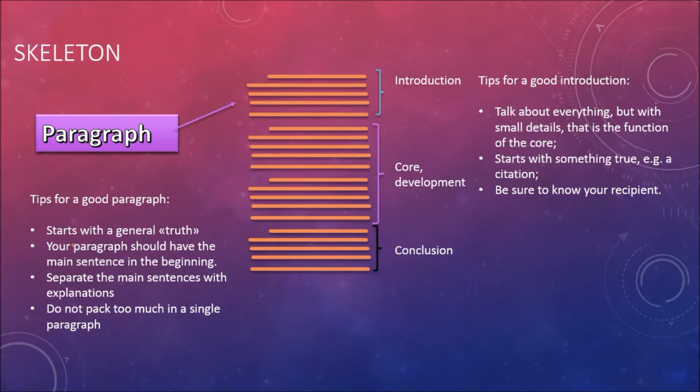One is that you start with a general sentence, such as: obesity is a very big problem all over the world. Then you go and explain why that's a big problem. So that would be a good paragraph. So your paragraph should have the main sentence at the beginning. That's not necessarily what must be done, but it's a good strategy.